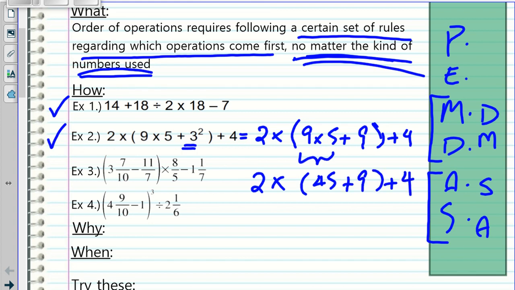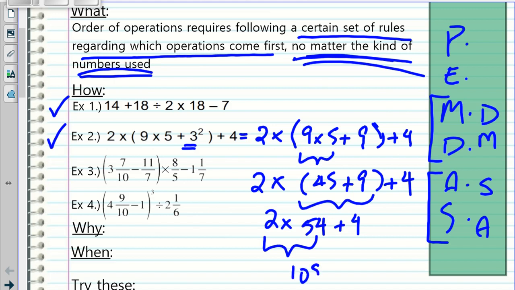And then we keep going across, because we got to do this now. So 2 times, by the way, once you add it, you don't need the parentheses anymore, okay? So that's 54 plus 4, right? Multiplication comes first here, so 2 times 54 is 108, plus 4, that's 112. Okay, and there you have it.